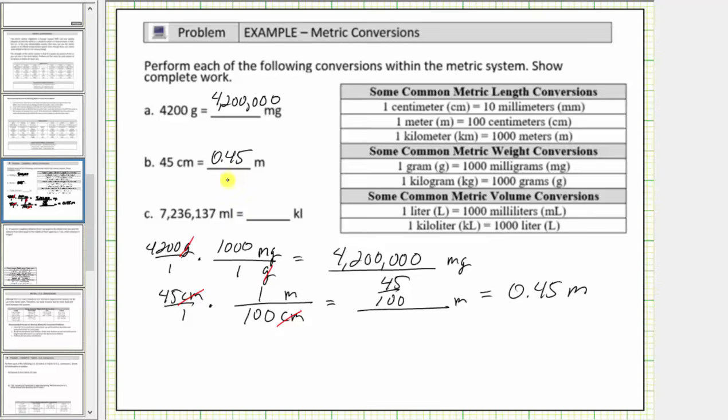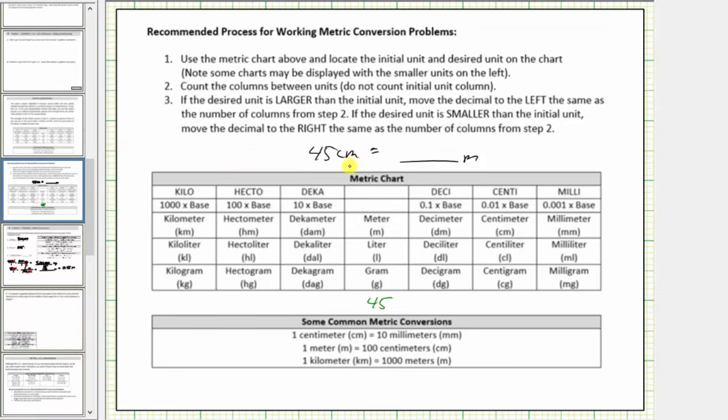Again, let's verify this using the table. We first locate centimeters in the table, which is here, and then locate meters, which is in the middle. To move from the column of centimeters to the column of meters, we have to move 2 columns to the left, and therefore to determine how many meters in 45 centimeters, we move the decimal point in 45 to the left 2 places. So right now the decimal point is to the right of the 5. Moving it left 2 places, 1, 2, we get 0.45, which is the number of meters in 45 centimeters.